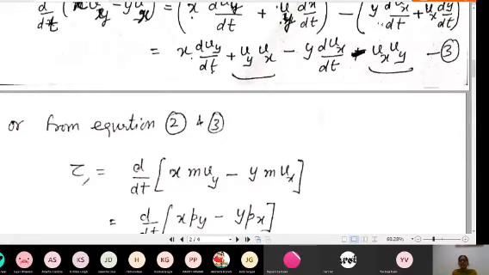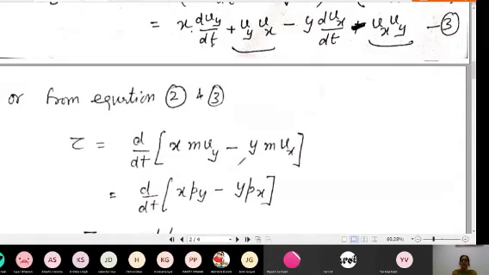So I can write this torque as d by dt of (x m vy minus y m vx), or I can write it as d by dt of x times m vy, which is the linear momentum along the y-axis, minus y as it is, times m vx, which can be written as px, the linear momentum along the x-axis.